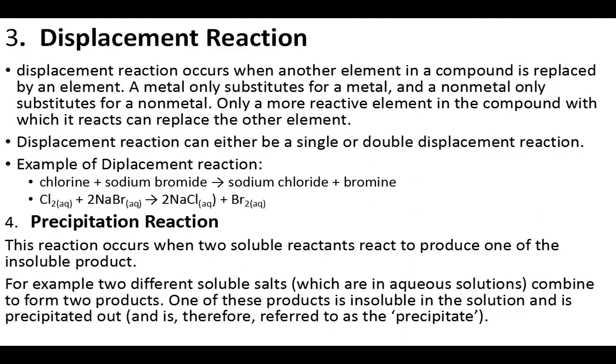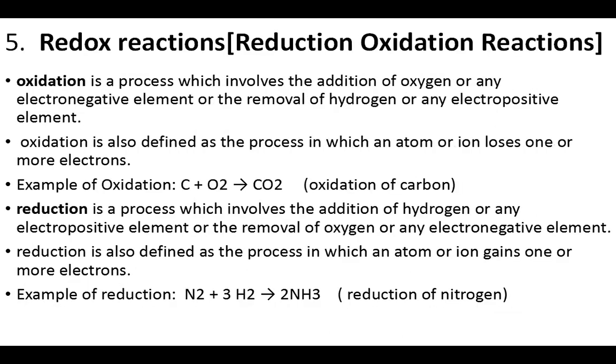The other reaction is the precipitation reaction. This reaction occurs when two soluble reactants react to produce an insoluble product. For example, two different soluble salts in aqueous solutions combine to form two products. Now, one of these products is insoluble in solution and is precipitated out, and that's why it's known as a precipitate.